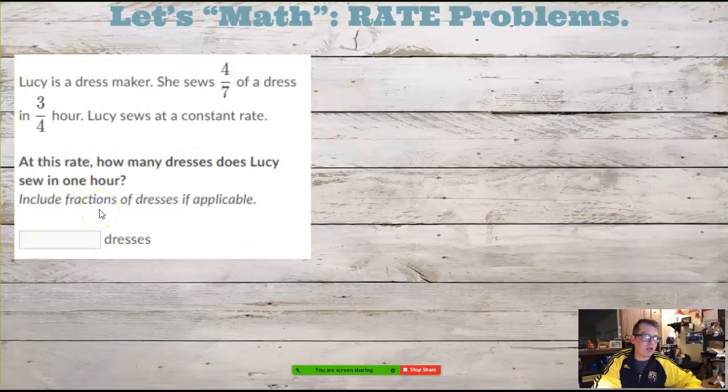Try this one on your own. We want to figure out, at this rate, how many dresses does Lucy sew in 1 hour? Hour is our one. Hour is our single. So should hour go on top or bottom? If hours is the thing we want one of, would that go on top or bottom? Bottom. The thing we want one of goes on bottom.